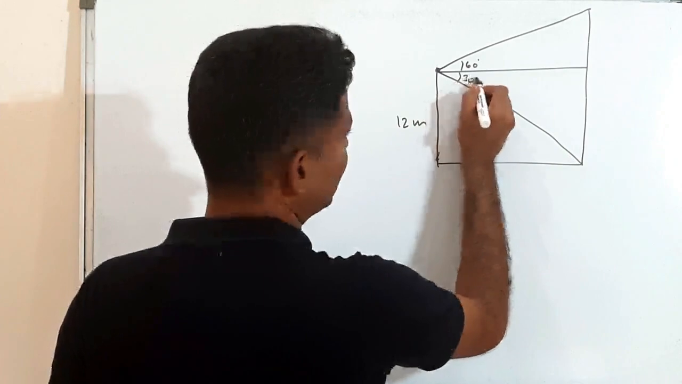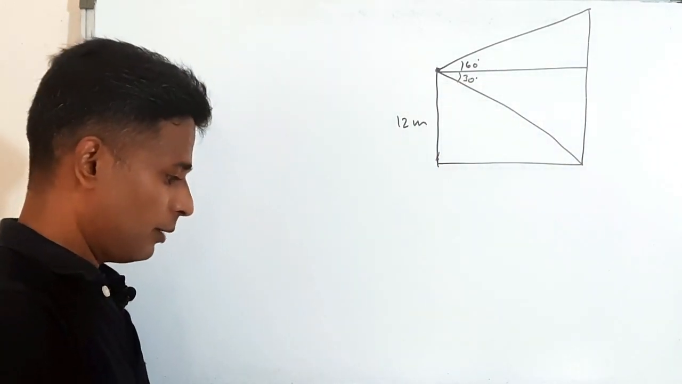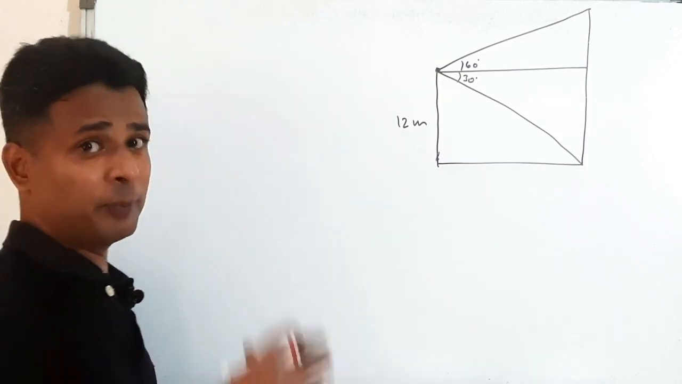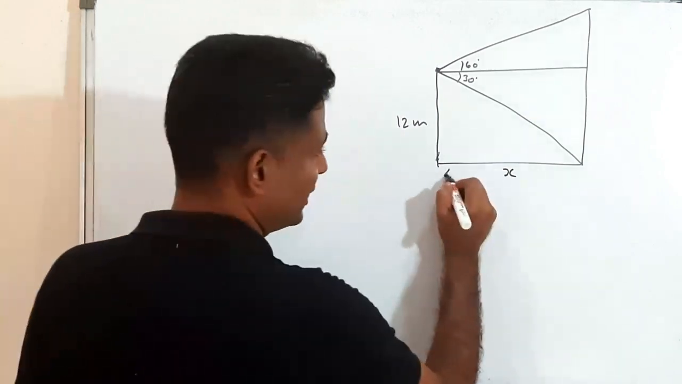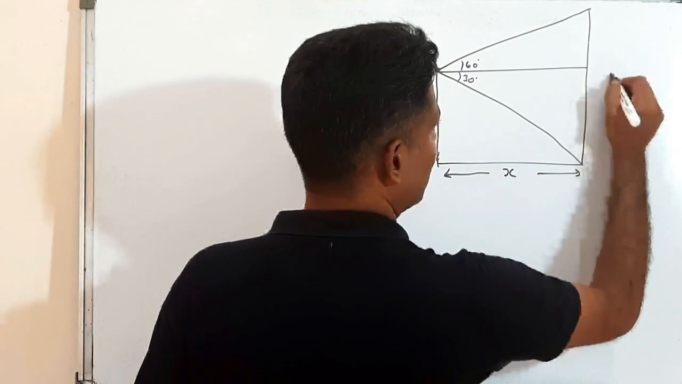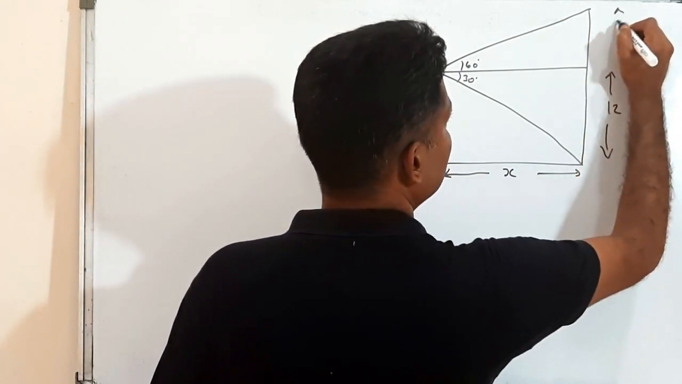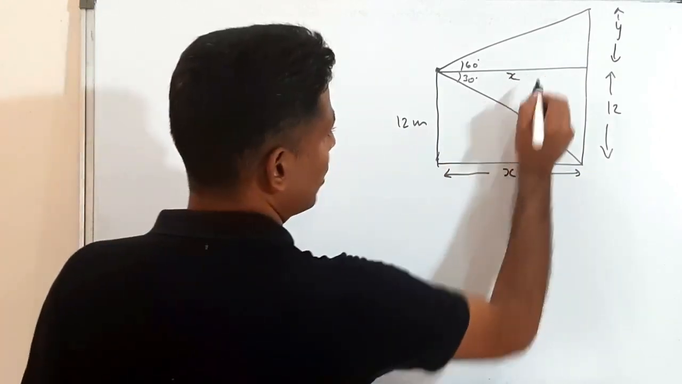Angle of depression is this. I will not use this in this problem. Find the distance of the cliff from the ship and the height of the cliff. So let's say this is x, the distance of the ship from the cliff. This is 12, so this much will be 12, and let's say this is y. If this is x, this also will be x.